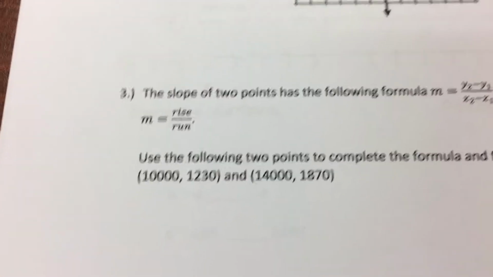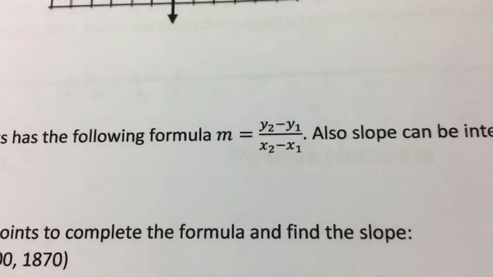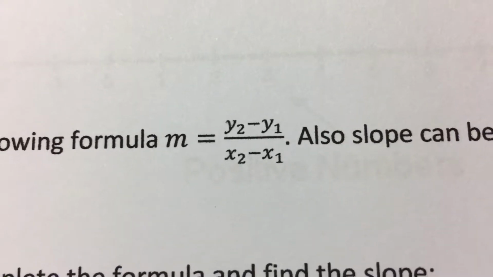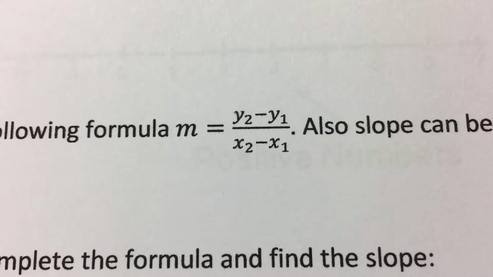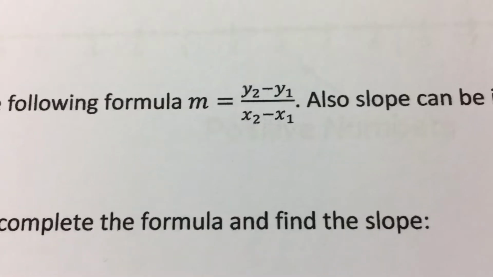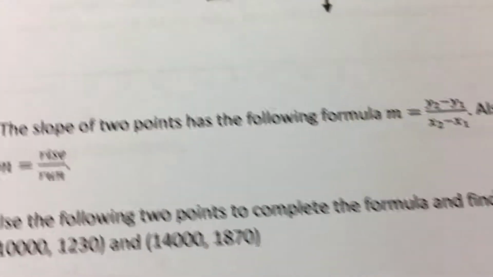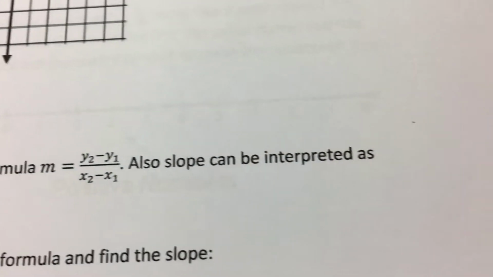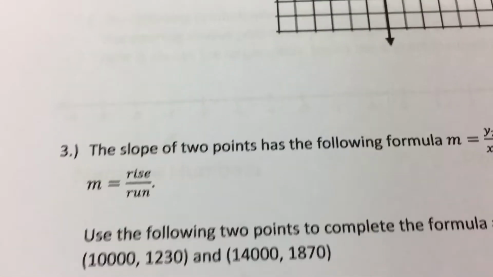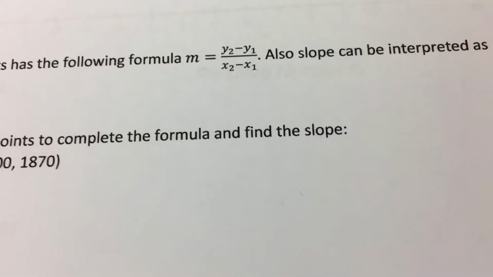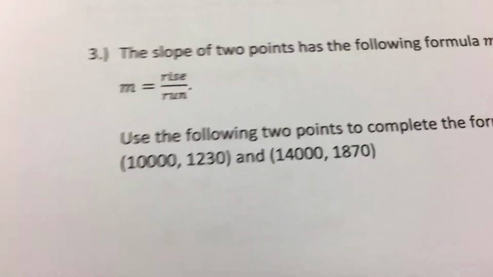Okay, number 3, it asks you to use the slope formula, and this is the slope formula. M equals y2 minus y1 over x2 minus x1. That x and y is talking about having 2 points. So notice it says the slope of 2 points has the following formula. Also, the slope can be interpreted as rise over run. Now, use the following 2 points to complete the formula and find the slope. So I'm going to help you out here.